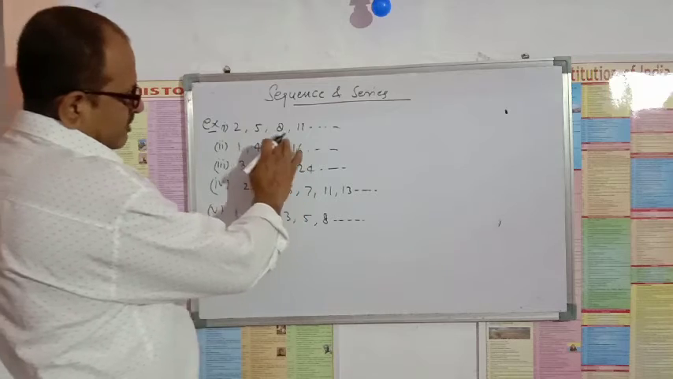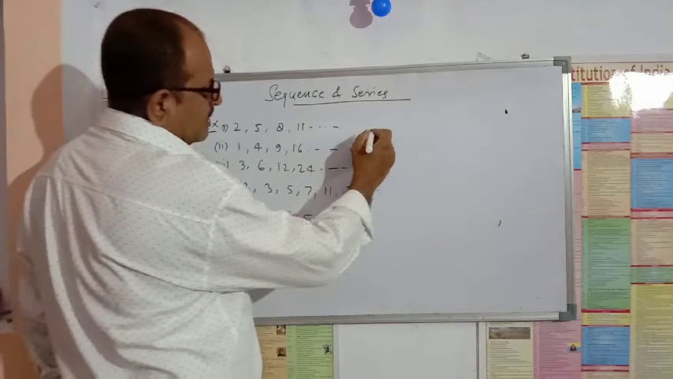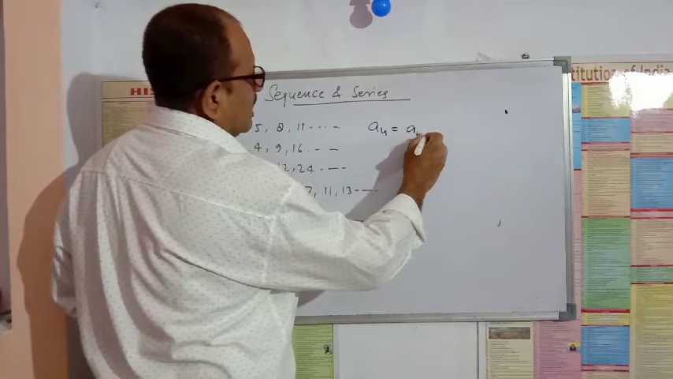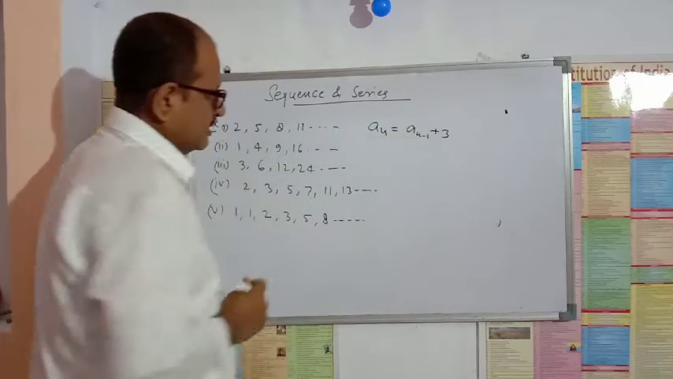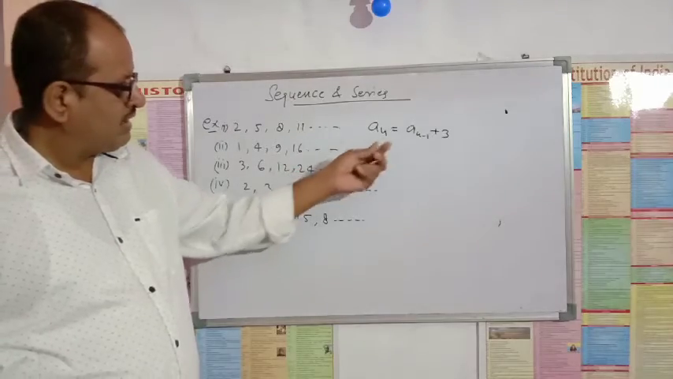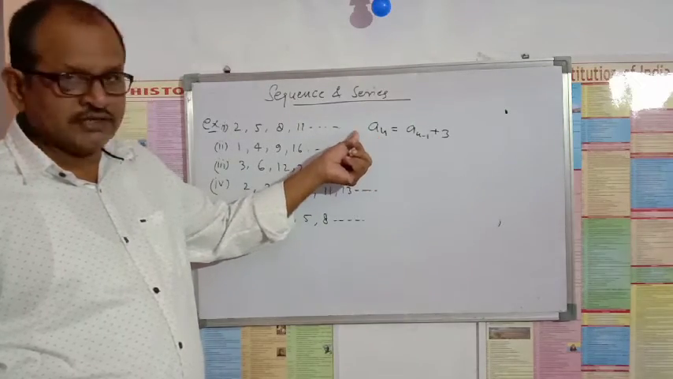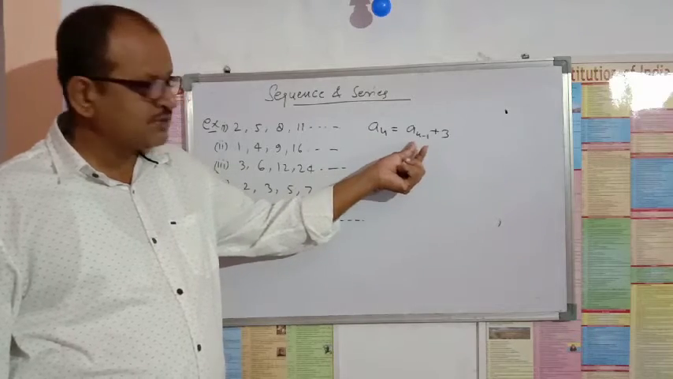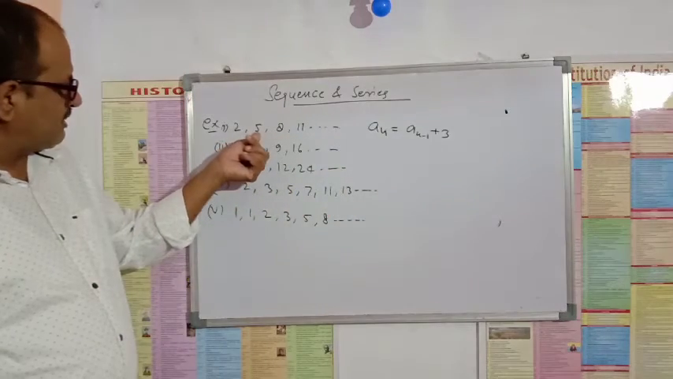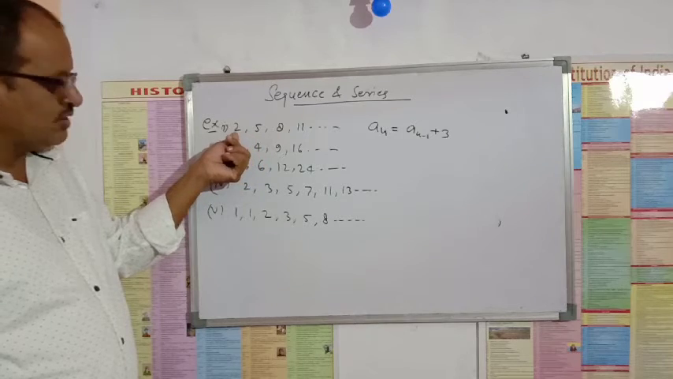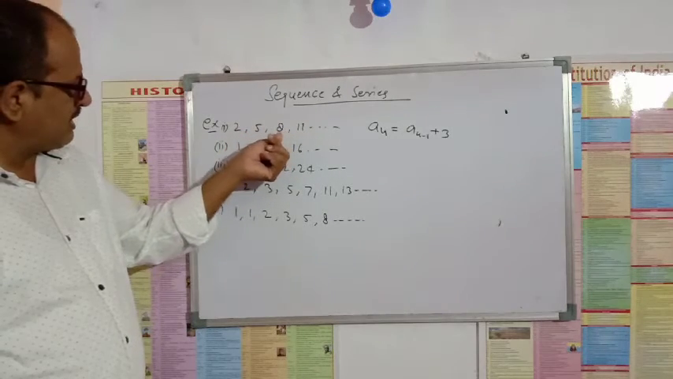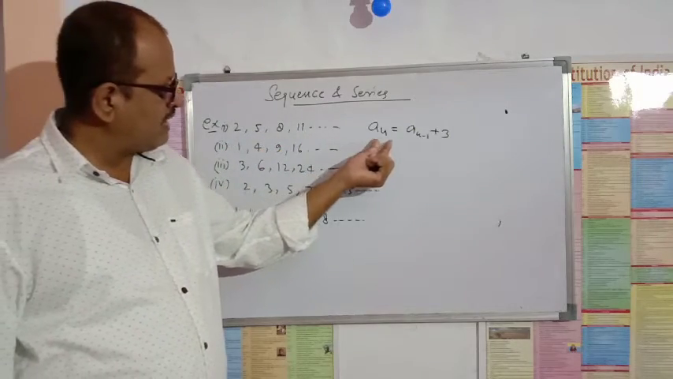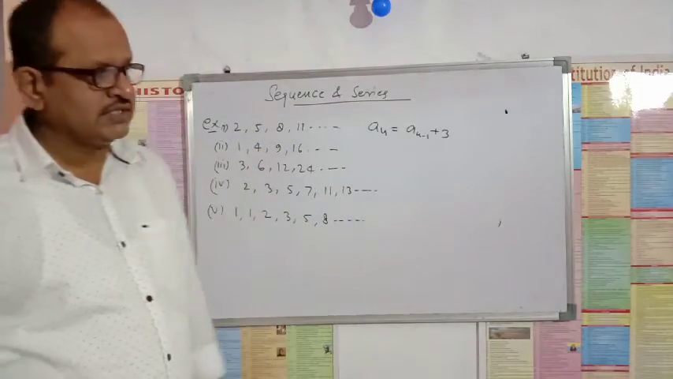Means we can write a formula for its general term. General term is the nth term, an. It is an = an-1 + 3. an means nth term, n minus 1 means the term just before. So how can we get an? By adding 3 to its previous term. See, 5 is obtained by adding 3 to its previous term 2. 8 is obtained by adding 3 to its previous term 5. So we can write the formula an = an-1 + 3.